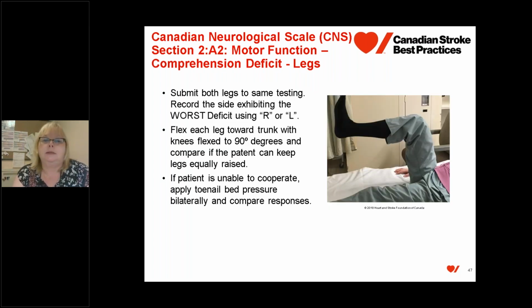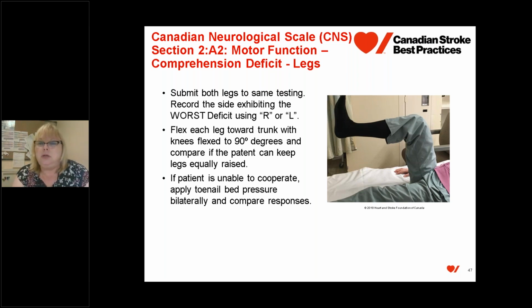When we look at legs, we're going to lift one leg up and flex the hip to 90 and see if the patient can keep that leg up for 3 to 5 seconds. After you've tested the one leg, you would then test the other and compare responses. As with the arms, if the patient's not able to cooperate, you can apply the toe nail pressure bilaterally and compare their withdrawals to pain.